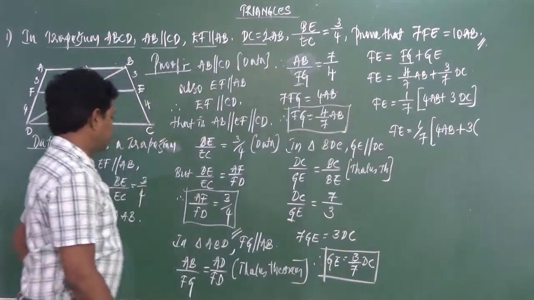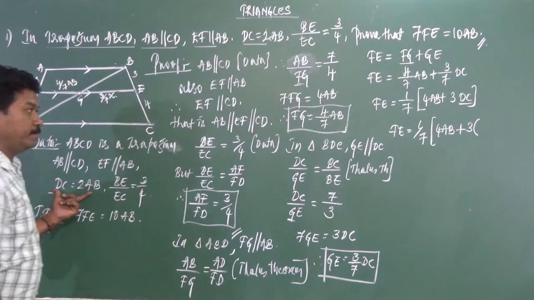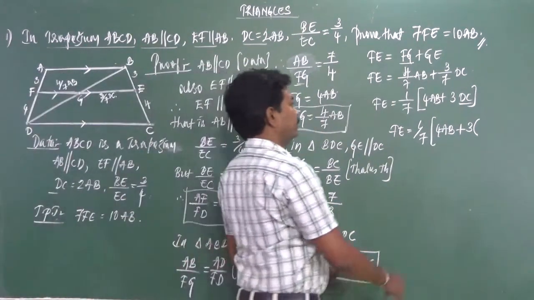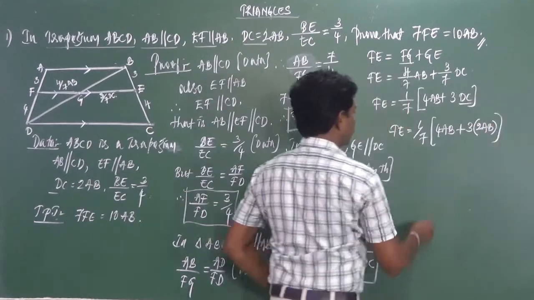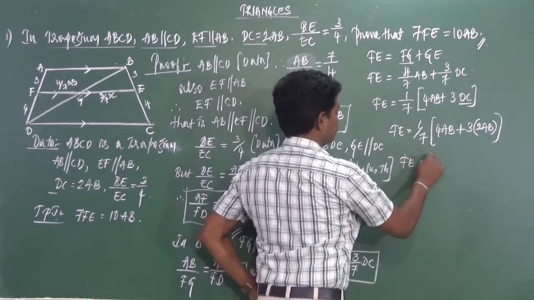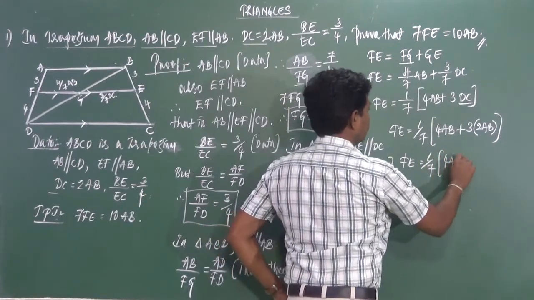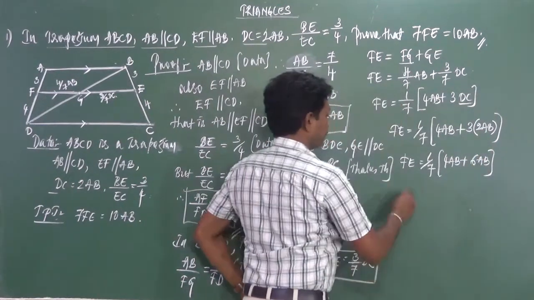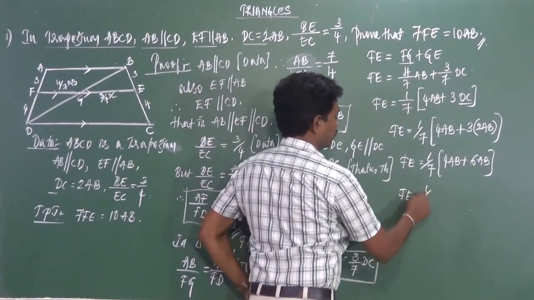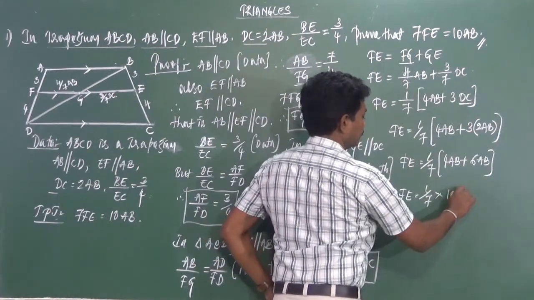Come back to the data. What is DC equal to? It is 2AB. So substitute 2AB in place of DC. So FE is equal to 1 by 7 into 4AB plus 3 into 2, 6AB. So FE is equal to 1 by 7 into 4AB plus 6AB is 10AB.